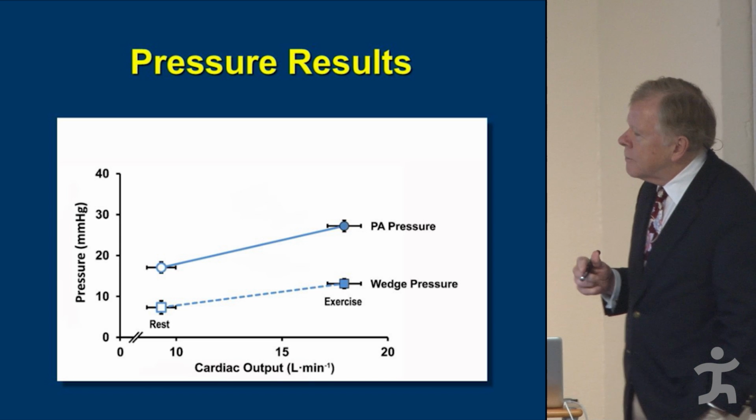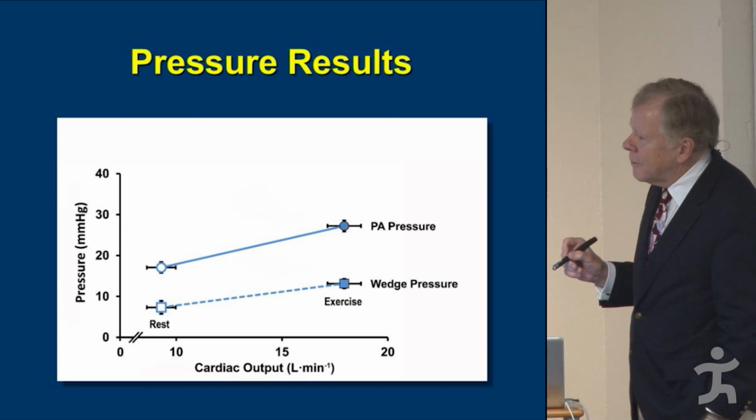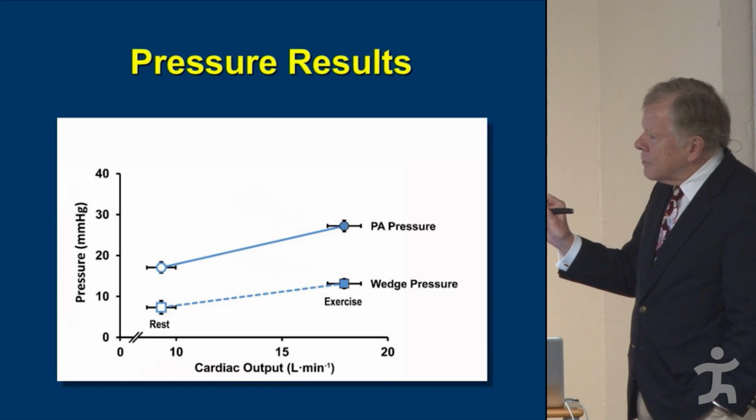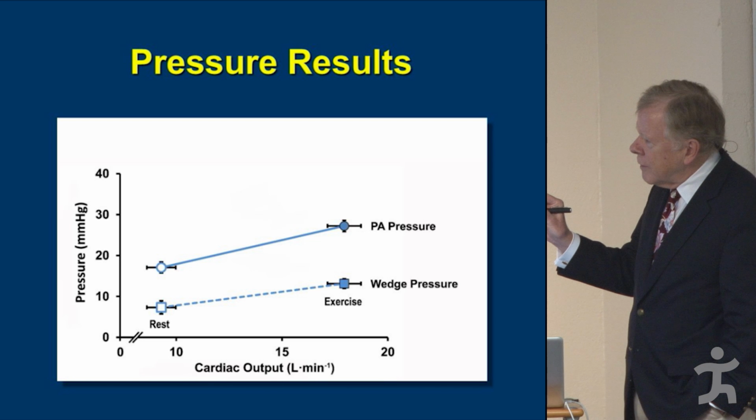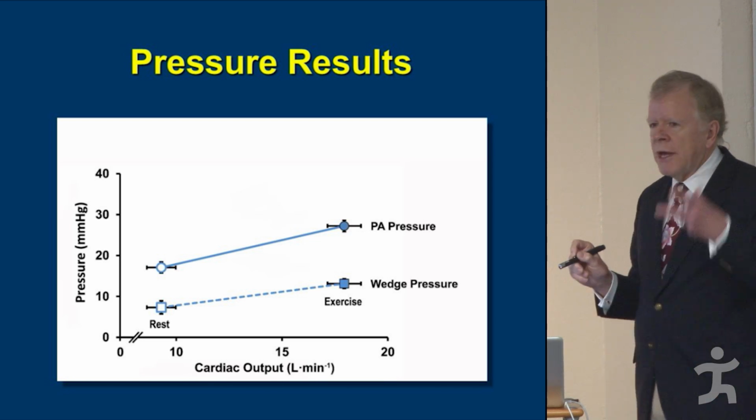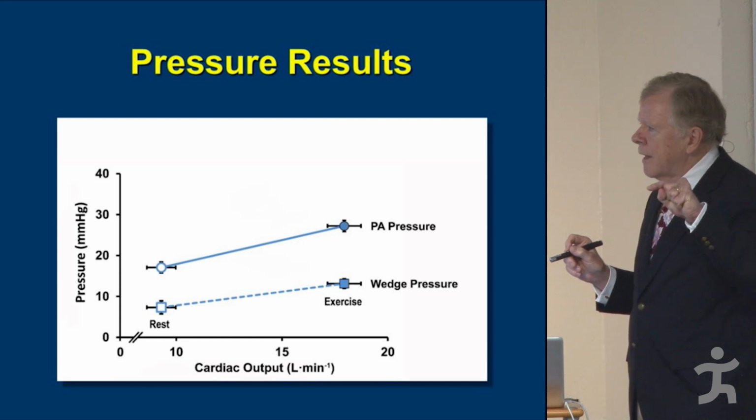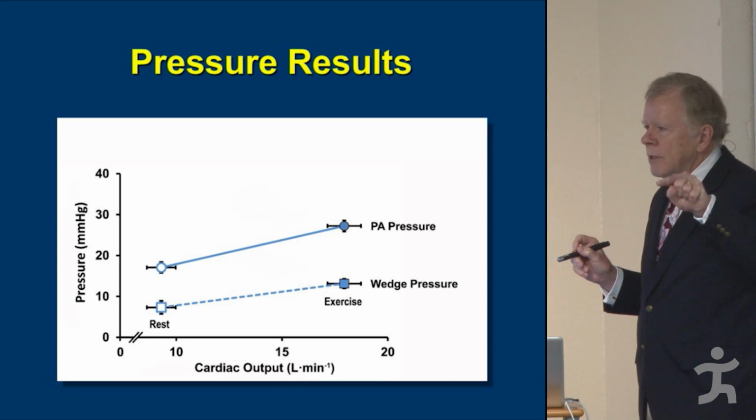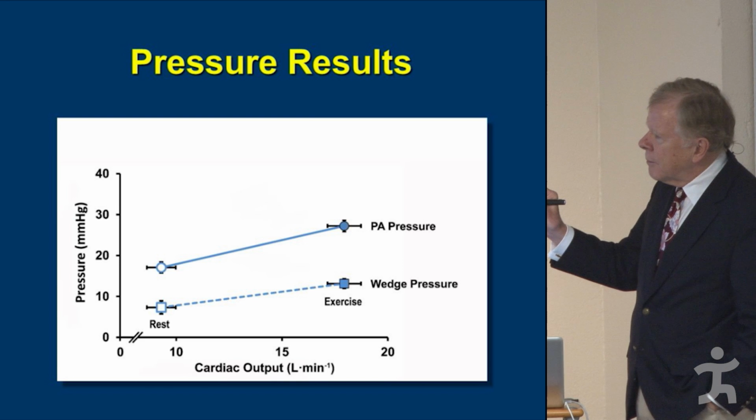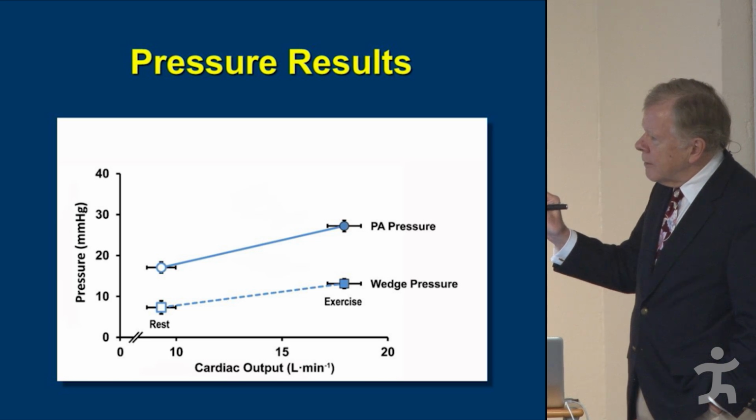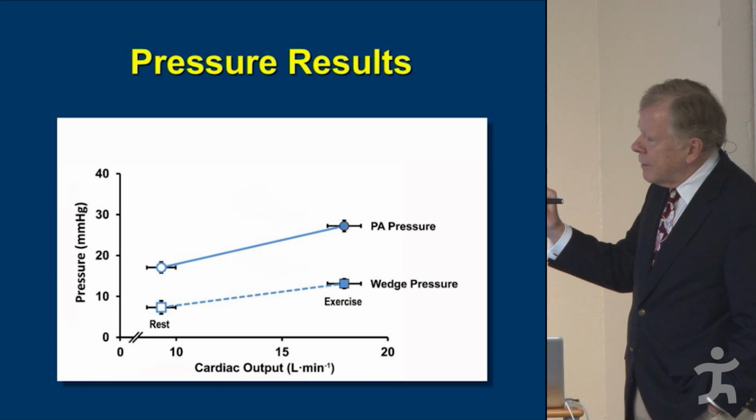Now, here are the numbers that we get. I think this is only the second graph I'm going to show you. So what we did was we studied people at rest, and we measured the pressure in the pulmonary artery, and we measured what's called the wedge pressure. That's what happens when you blow the balloon up, and the pressure is now equal to the pressure downstream beyond the capillary. So this is the pulmonary artery pressure and the wedge pressure. And we then exercised these individuals, and we got the relationship here that everybody else has gotten.